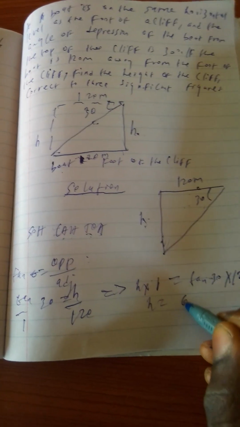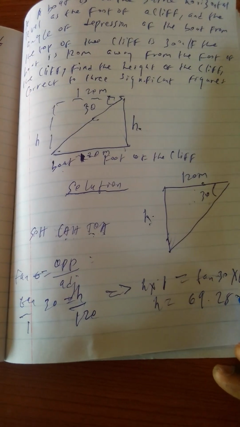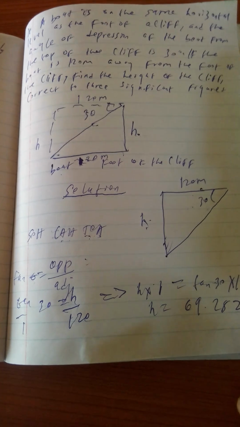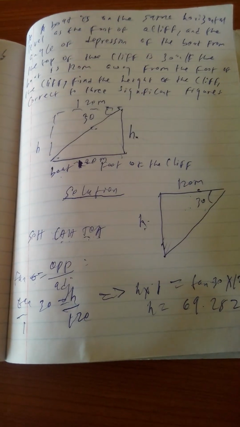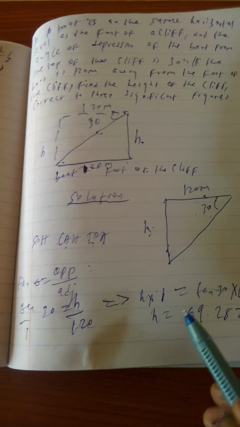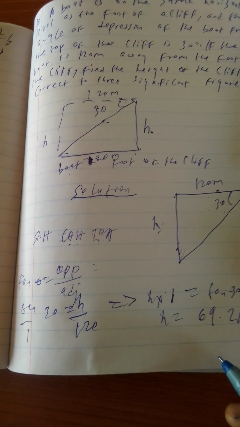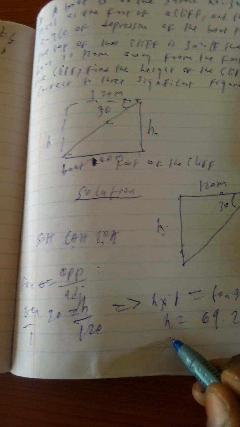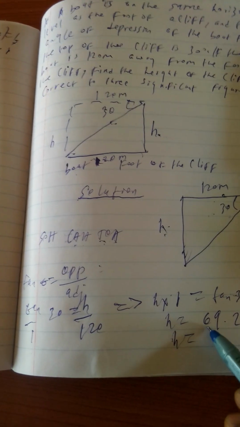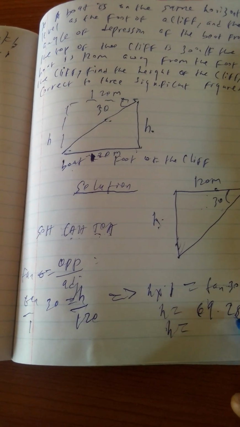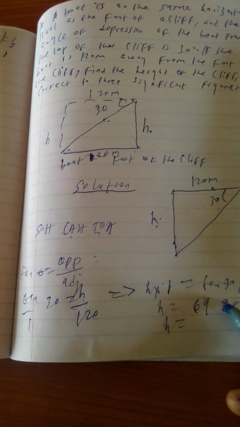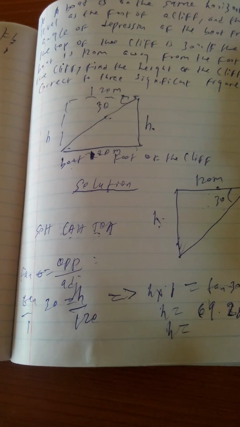It will give us 69.282. So we were asked to leave our answer in three significant figures. So height h equals, okay, this one is 1 significant figure, 2, 3. The third significant figure falls here on these two.